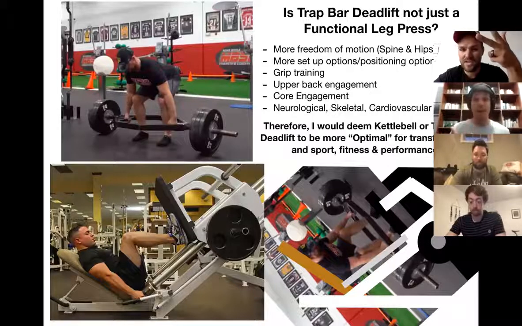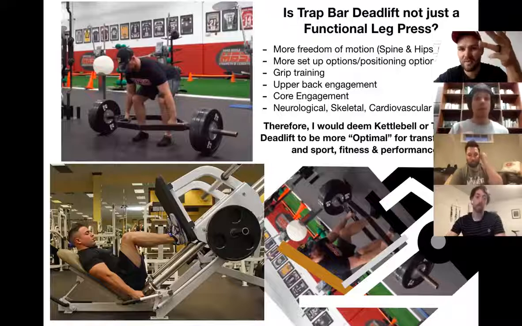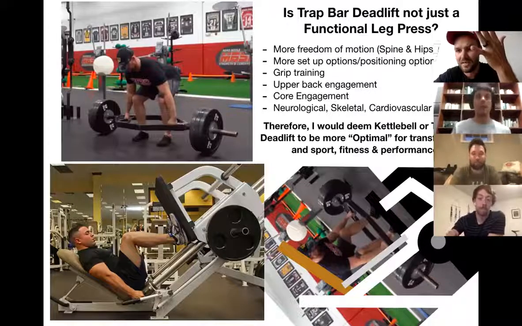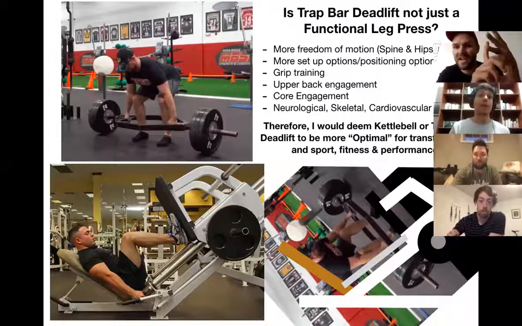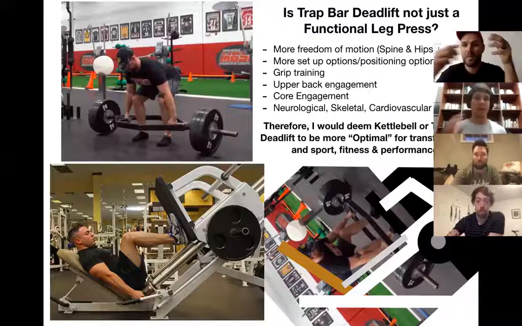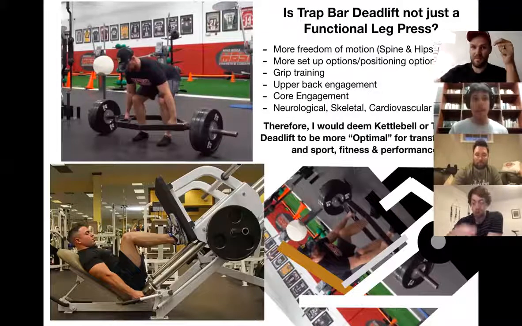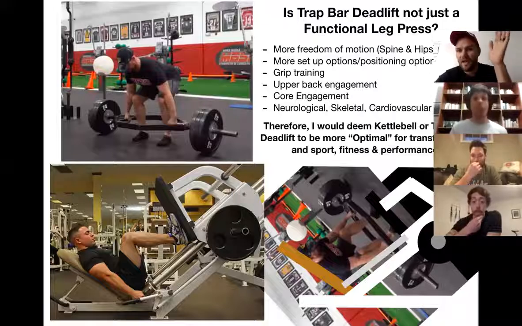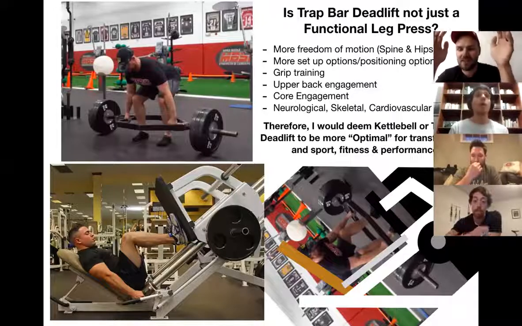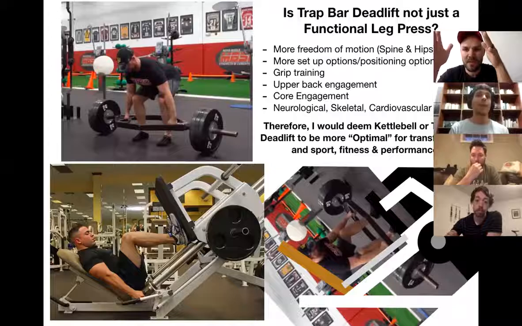You now get grip training. You don't get grip training when you do a leg press. You get upper back engagement, which you don't get in a leg press. You get core engagement. So now we're talking about all of our anatomical functioning and all of our anatomy. You get neurological, skeletal, and cardiovascular, right? Because now we have to pump blood from the feet up to our heart because we're in standing as opposed to lying down. So I would deem kettlebell and trap bar deadlift to be more optimal for the transfer to sport, life, or what we would call fitness and performance.